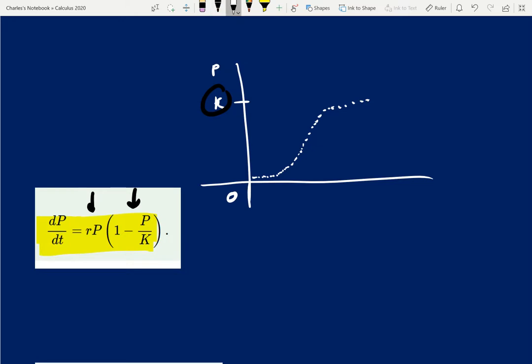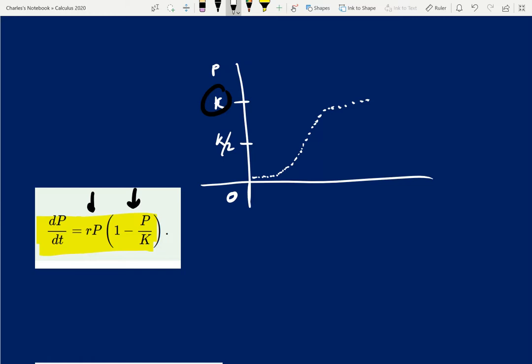Sometimes they're going to ask you, at what point is the rate of growth the fastest? And that's going to be exactly in between. And it's usually going to be 0. 0 is usually going to be the floor, because this is often going to be contextualized in some type of population problem. And the ceiling is going to be k.